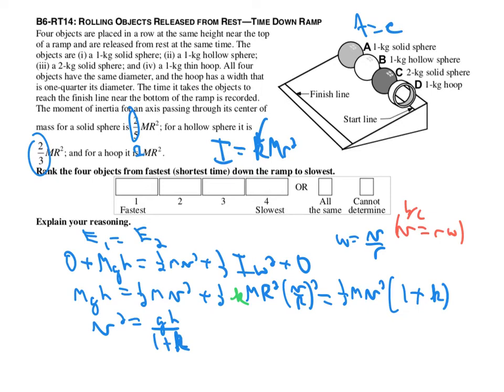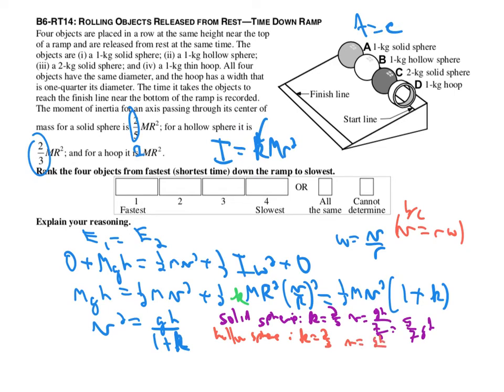So if we look at this, for the solid sphere, k equals 2/5. So v squared equals gh over 7/5, or 5/7 gh. For the hollow sphere, k is 2/3. So v squared is gh over 5/3, or 3/5 gh. And for the hoop, k is 1, so v squared is just gh over 2.